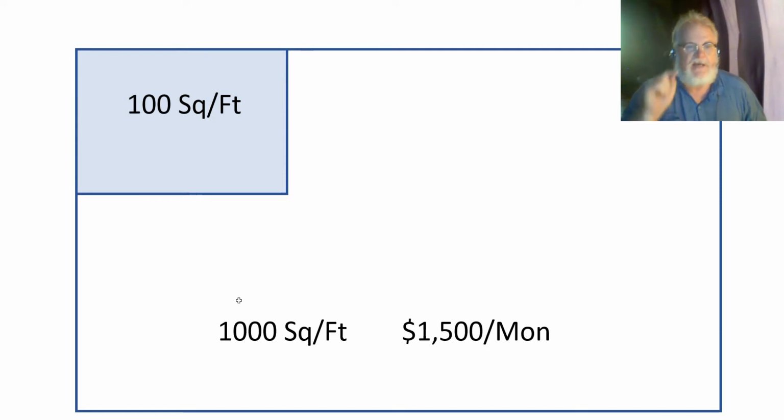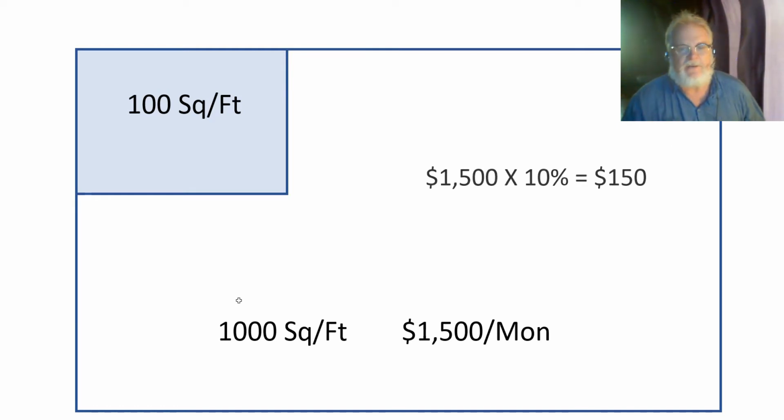Now, since your bedroom at 100 square feet is exactly 1/10 of your 1,000 square feet, it is 10% of your apartment that you're living in. So your rent can easily be figured out, because $1,500 times 10% is $150, and that's what you can put in here for rent.